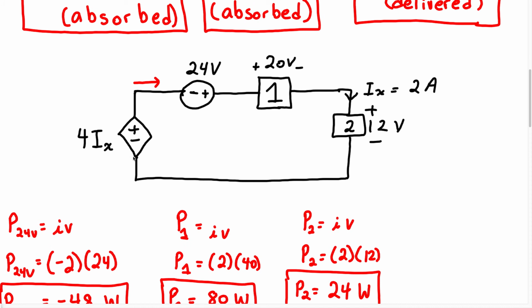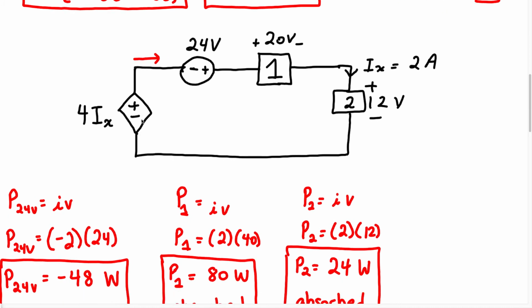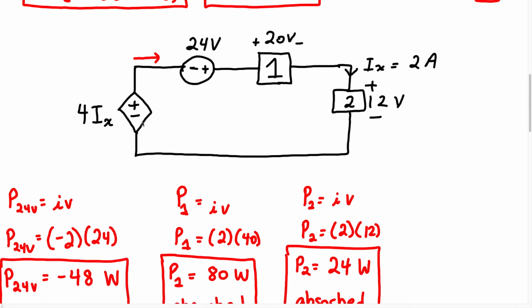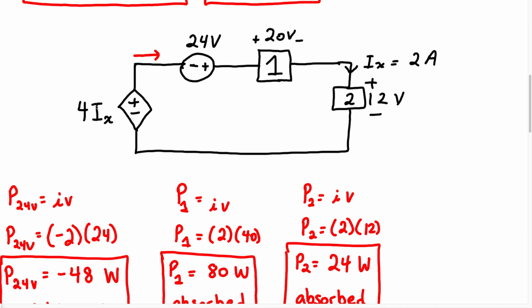Now for our fourth element, we have a current controlled voltage source. So we want to find this variable, Ix. We know Ix is 2 amps. So we're just going to substitute 2 amps into this equation to find our voltage. Therefore, we can write this as 4 times 2, and that's going to give us 8 volts. So we know this source has a voltage of 8 volts.